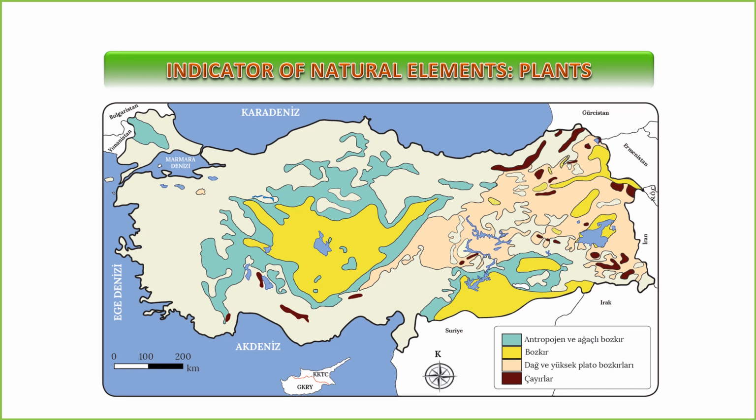In essence, the composition and distribution of plant species can be considered as a reflection of the complex interplay of environmental factors in a particular area.